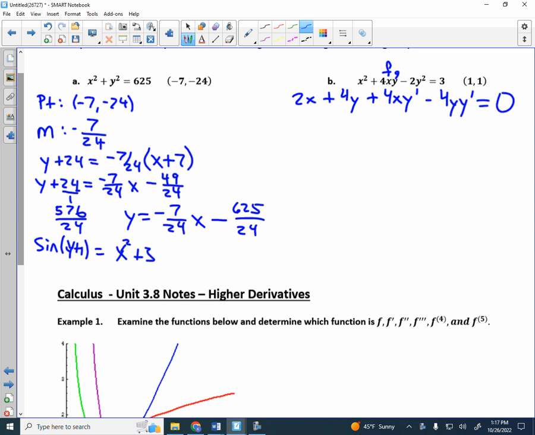So now let's help our friends who weren't here yesterday. What do we do at this point? Because we have y primes in 2 locations. We move the y prime to one side and everything else. Good. All the y primes go to one side. Everything that doesn't have a y prime sits on the other side. So I'm going to have a 2x plus 4y, and on the other side, I'm going to have 4y y prime and a negative 4x y prime. Are we okay with that?